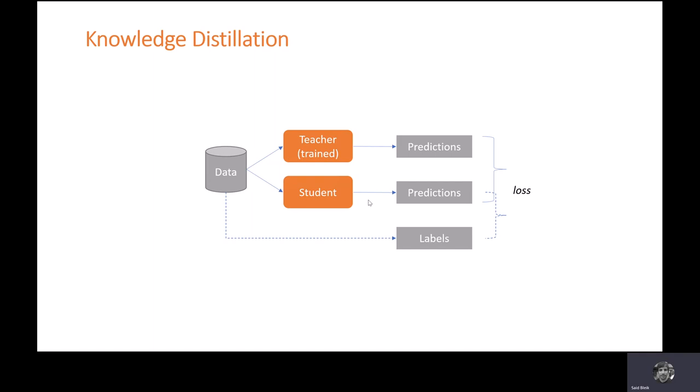And it's also optional to grab the actual labels from the data set and use that as well, maybe in an aggregate loss or a linear combination of the losses, to train on both the teacher predictions and the actual labels. So that's the high level framework for knowledge distillation. Some parts are optional and there are a lot of parameters here. The teacher can be initialized or created in many ways. The student can be initialized, or even the architecture can be designed, in different ways. So that depends on the application.